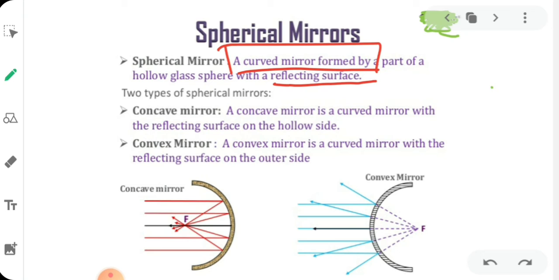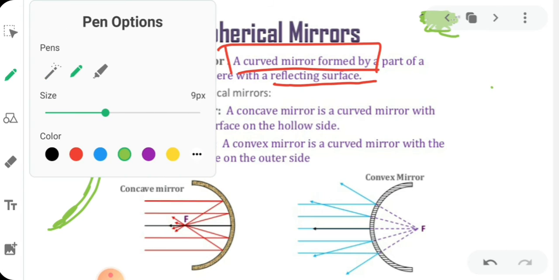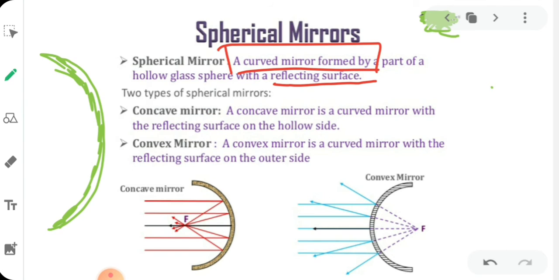It has a surface on the hollow side. The reflecting surface of a concave mirror is on the hollow side. Suppose this is the glass surface and the reflecting surface is the inner one. Here I am showing it with the red portion. So this is the reflecting surface, from the hollow side. Then such a mirror is known as a concave mirror.